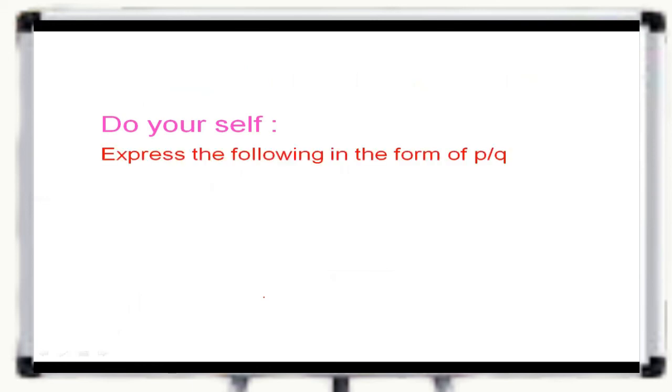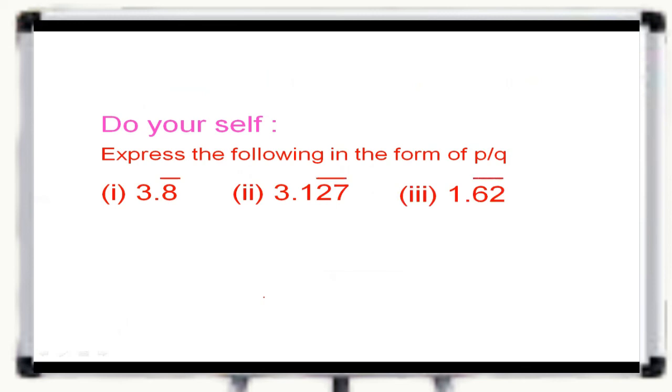Do it yourself. Express the following in the form of P by Q. These are non-terminating repeating decimals. First question is 3.8 bar and the second question is 3.127 bar. Here the repeating digits are 2, 7. And the third question, 1.62 bar. Here the repeating decimals are 6, 2.